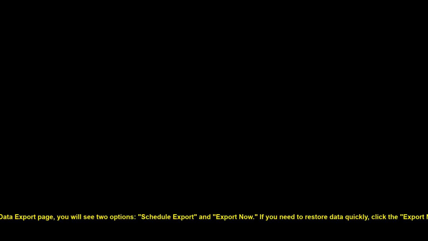Once in the data export page, you will see two options, schedule export and export now. If you need to restore data quickly, you will be prompted to choose the objects you want to export. Select the data objects that you wish to restore. Be sure to select the correct date range for your data retrieval to ensure accuracy.